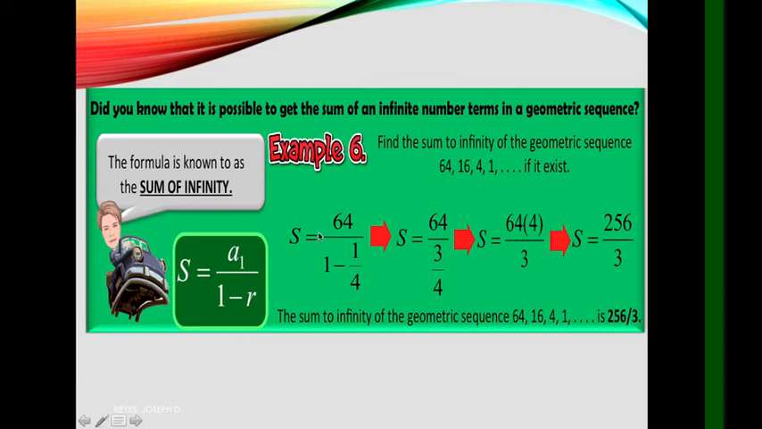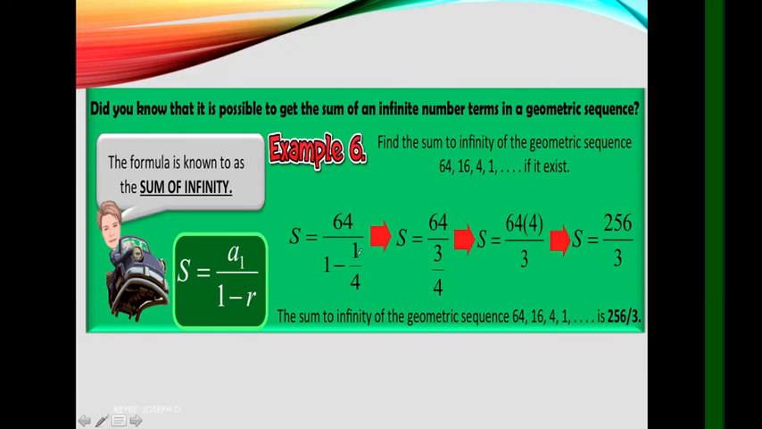So, ang gagawin lang, we have the a sub 1, our first term which is 64, over 1, okay, minus, what is the r of 64 and 16? 16 divided by 64 is 1/4. And 4 divided by 16 is 1/4, and 1 divided by 4 is 1/4. So, we have 1/4 as our r. And then, we will add this. As we all know, 1 minus 1/4 is 3/4. Paano naging 3/4 yan? I believe, alam ninyo na.